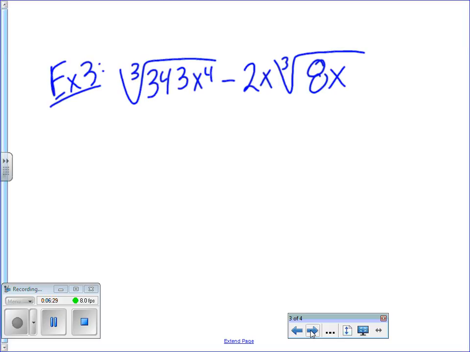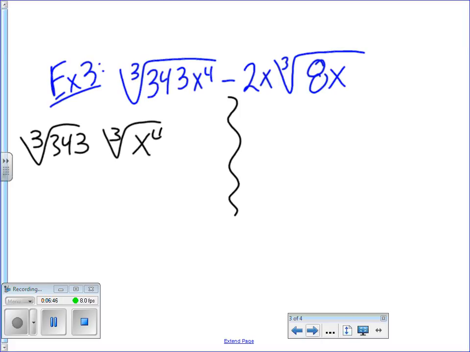I'm going to see if I can break the first radicand down, and the second radicand, we'll see if we can do anything with that. So I'm going to put a little line down the middle to separate them, because I'm going to work with them separately first. So I have the cube root of 343 and the cube root of x to the 4th.